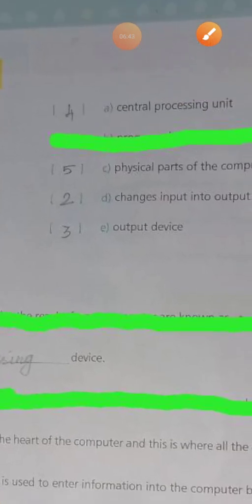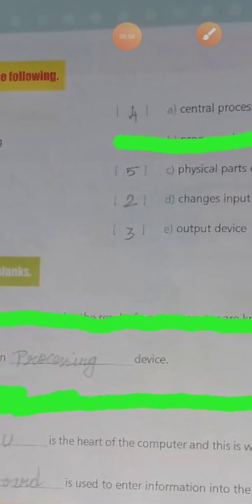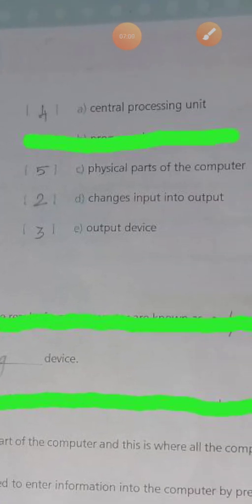So in match, second one, processing devices. Processing means what is the usage of processor? It makes an input into output. That is the work of the processor. So it changes input into output. And then printer. Printer is an output device.